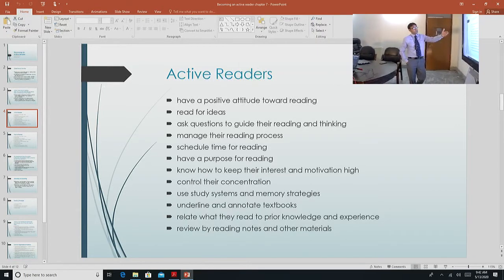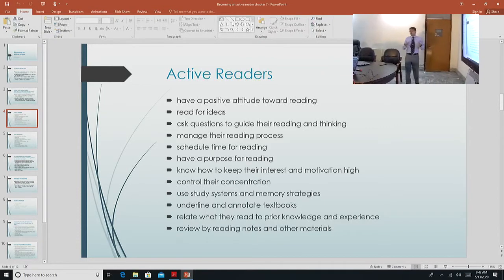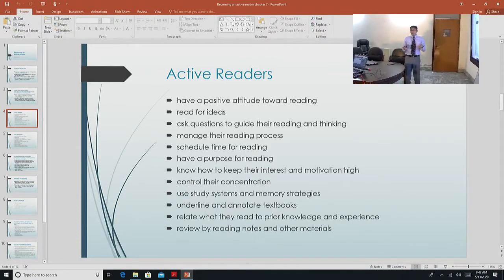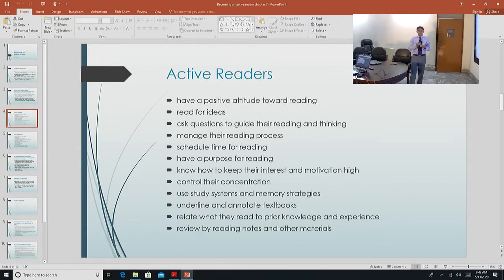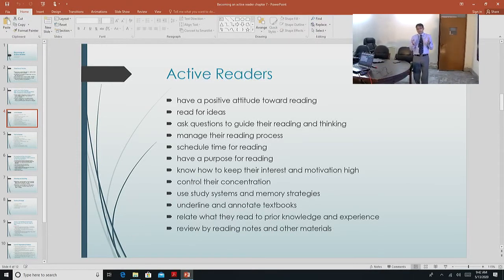Manage their reading process, schedule time for reading. So they have a proper schedule for reading. It is not that they are reading and then sending text messages to their friends as well. Then they are not active readers. They have a purpose for reading. So when you sit down to read, you should have some objectives.